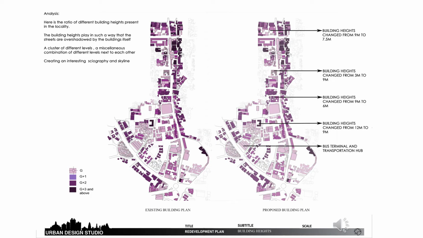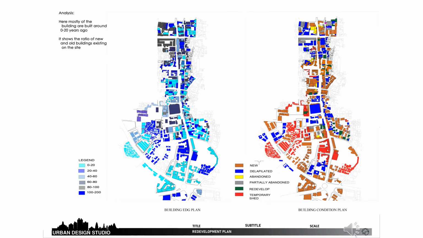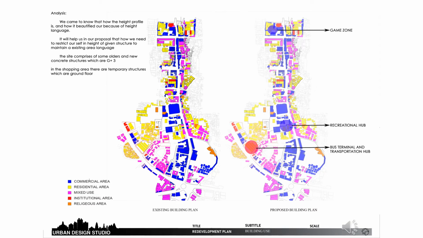Cluster of different levels is a miscellaneous combination of different levels next to each other. So building heights play in such a way that streets are overshadowed by the buildings themselves. Building age and condition mapping shows the ratio of new and old buildings on the existing site. Building height mapping helps us in our proposal, in how we need to restrict ourselves in the height of a given structure to maintain our existing area language.